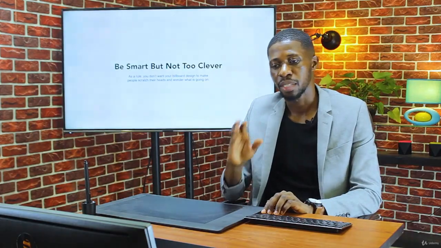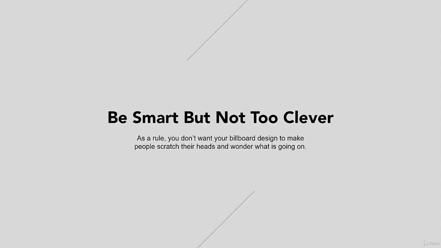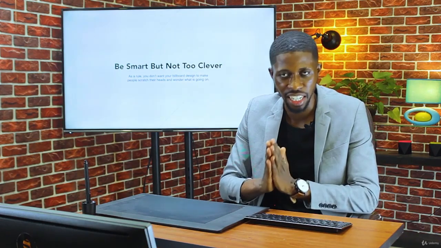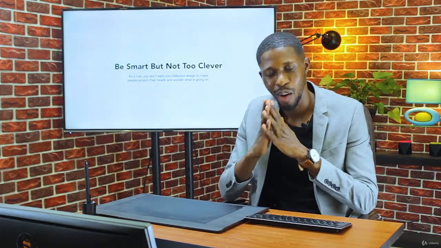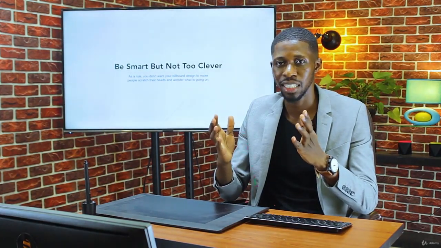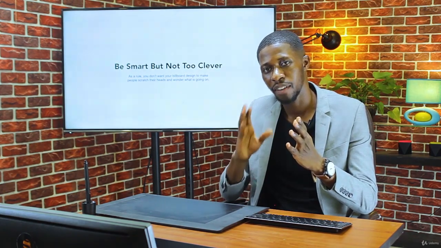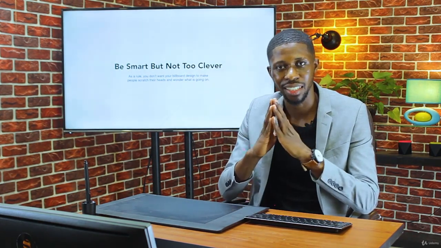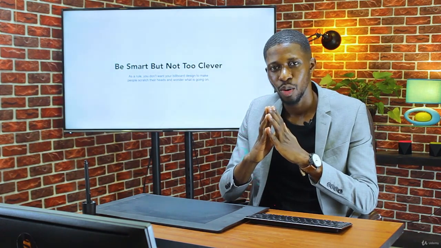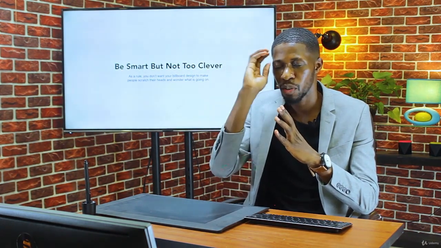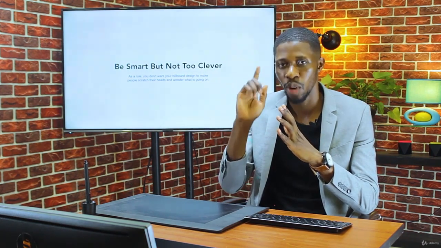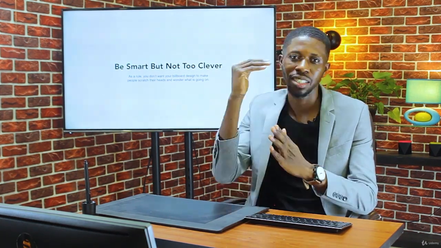The third tip is be smart but not clever. Now this is very key. Why? Because as a rule, you don't want your billboard design to make people scratch their head and wonder what's going on. You never want to do that. Again, people have just 6 seconds, so you have to make sure that whatever design, whatever concept you are presenting is straight to the point. Once the person looks at it, the person should get, oh wow, I get it. I know what this means.